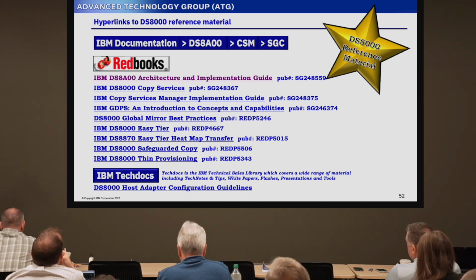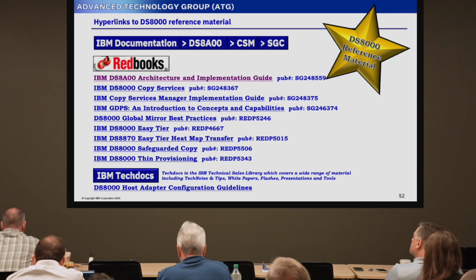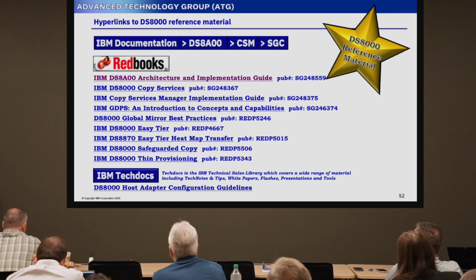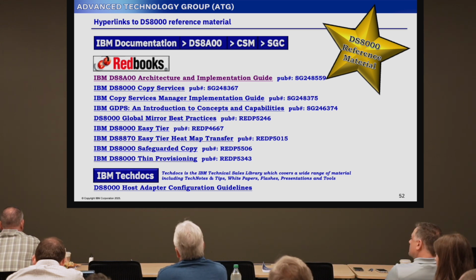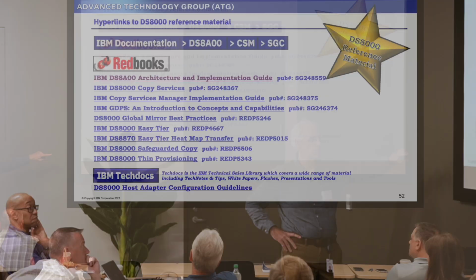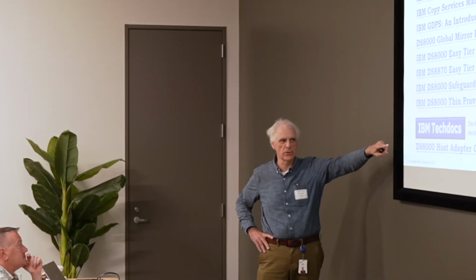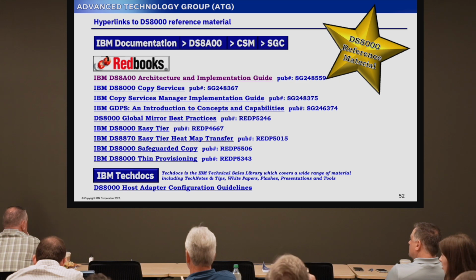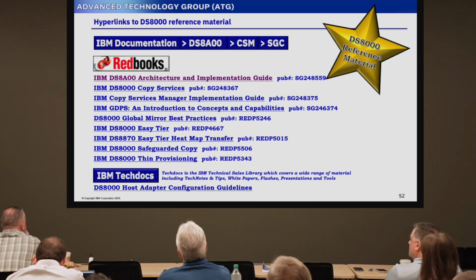If you click on the ones in between, those are topical. You click on them, it'll open up the PDF. And you can see I was in there this morning. Actually, that's where that's lit up. And then we have Tech Docs, which is our longtime technical sales library, where we have a multitude of different items on tech notes and tips, white papers, flashes, presentations, and tools. The topic most people are interested in is this one here, the DS8000 Host Adapter Configuration Guideline, which I have a brand new one for the G10. And they'll be putting it into Tech Docs when they get back.